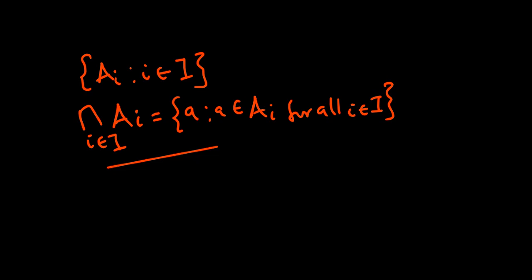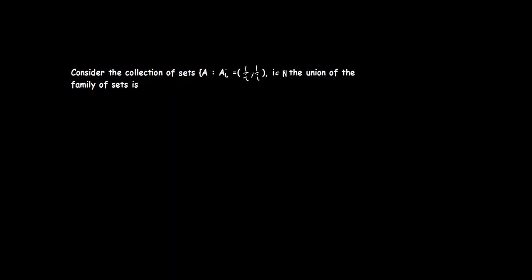So we'll go straight into looking at a question. It says consider the collection of sets A_i, such that A_i is equal to the interval from negative 1 over i to 1 over i. We're given that interval, that's how the set is defined, such that i is a member of the natural numbers. So the indexing set here is the set of natural numbers. Then we need to find the union of the family of sets.